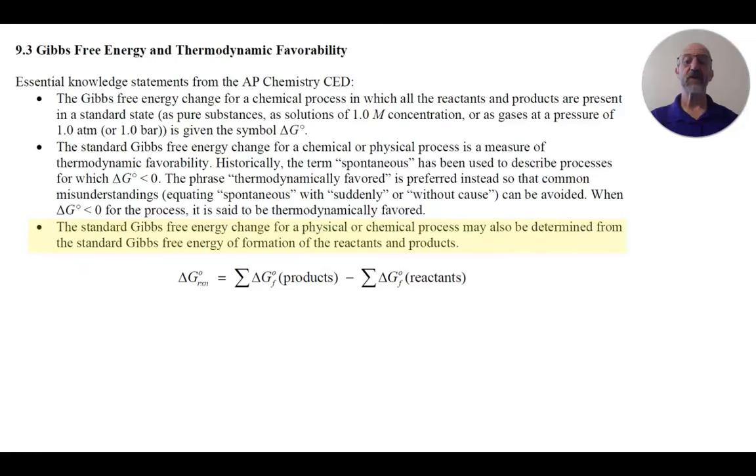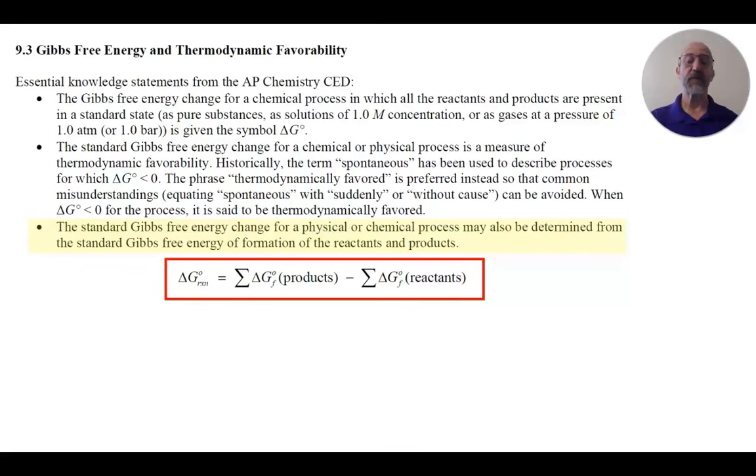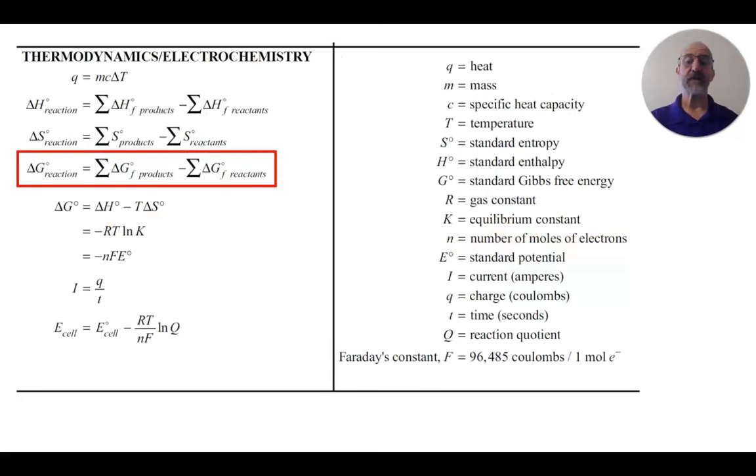And the standard Gibbs free energy change for a physical or chemical process may also be determined from the standard Gibbs free energy of formation for the reactants and products. So there is the equation. The delta G for the reaction is equal to the sum of the standard Gibbs free energy change of formation for the products minus the sum of the standard Gibbs free energy of formation for the reactants. And you can find this equation on the AP Chemistry Equations and Constant sheet.